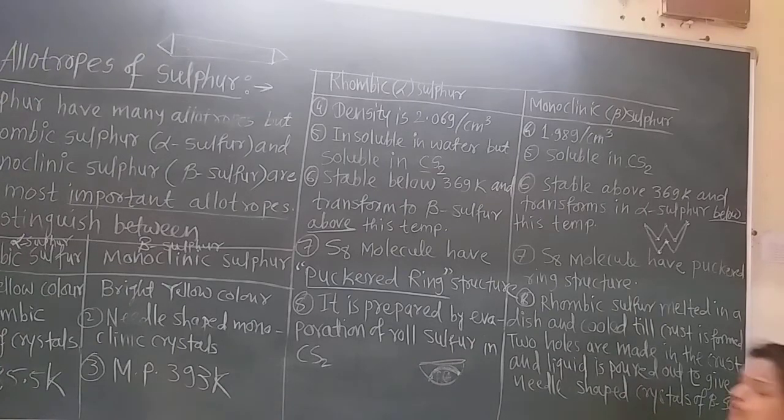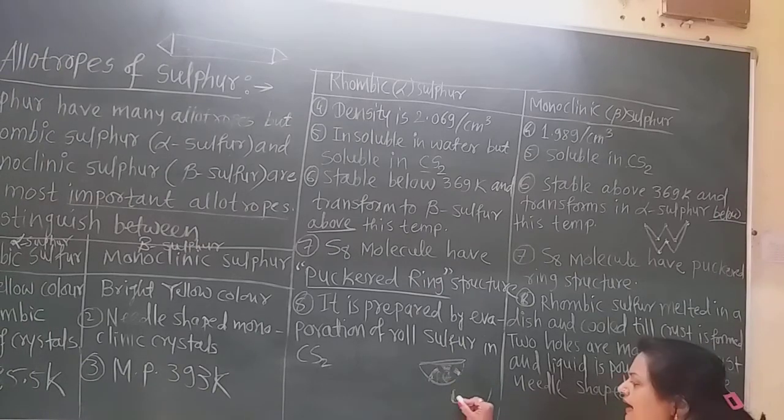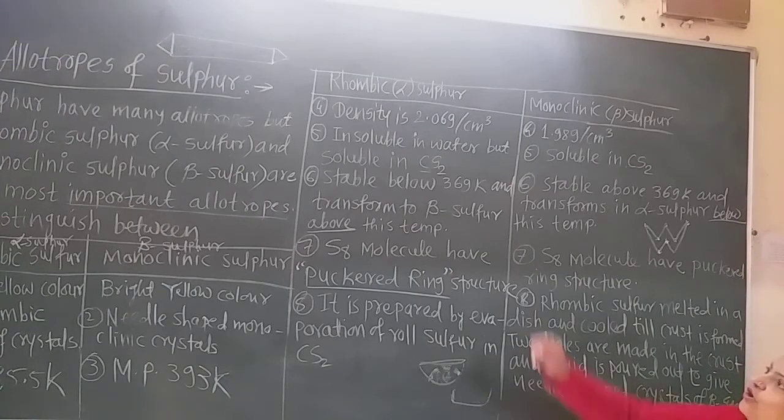Then what you have to do is make two holes in that crust, and after making the holes in the petri dish, pour out the liquid which is inside, and after cooling that liquid, what happens? We directly obtain the monoclinic crystals, long needles of the monoclinic sulfur. In this way we can prepare the monoclinic sulfur from the rhombic sulfur.